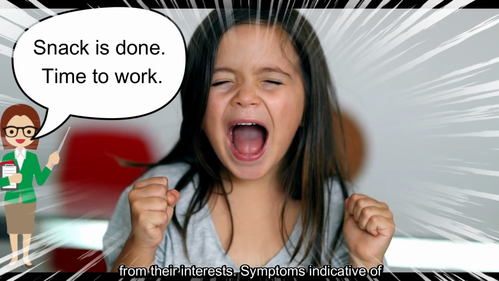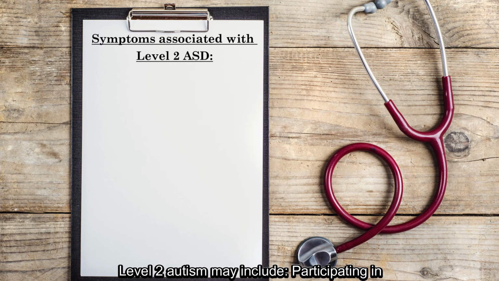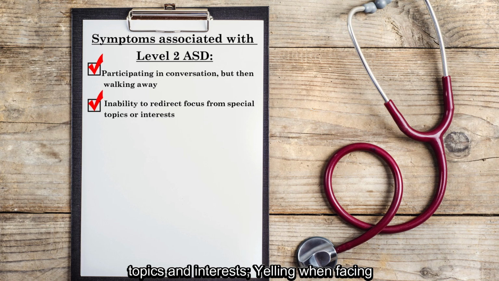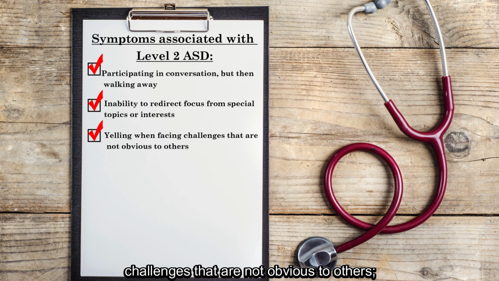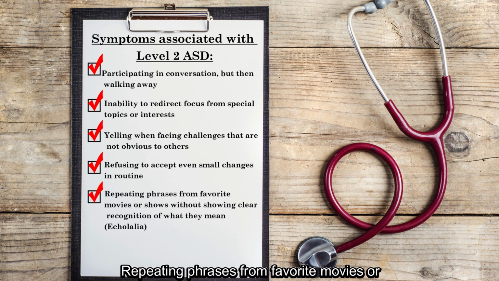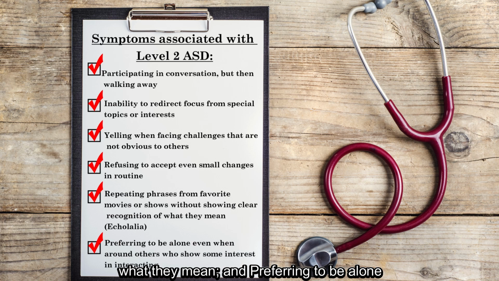focus from their interests. Symptoms indicative of level 2 autism may include participating in conversation but then walking away, inability to redirect focus on special topics or interests, yelling when facing challenges that are not obvious to others, refusing to accept even small changes in routine, repeating phrases from favorite movies or shows without showing clear recognition of what they mean, and preferring to be alone even when around others who show some interest in interacting.